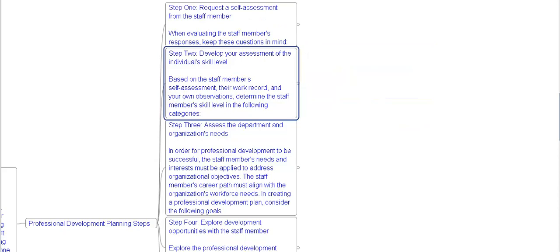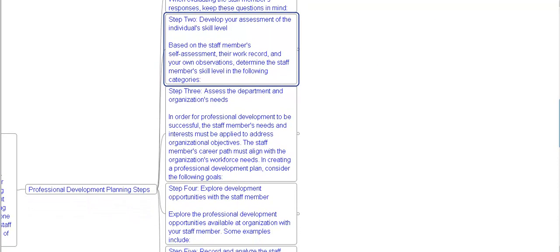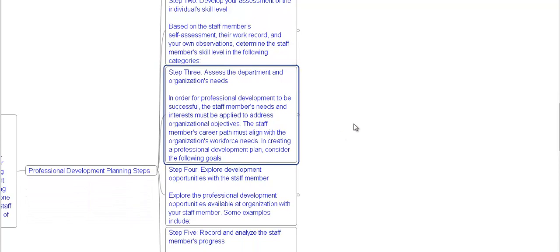Now we see step 3. Assess the department and organization's needs. In order for professional development to be successful, the staff members' needs and interests must be applied to address organizational objectives. The staff member's career path must align with the organization's workforce needs. In creating a professional development plan, consider the following goals. Big organization goals, departmental goals, team goals, and individual goals.